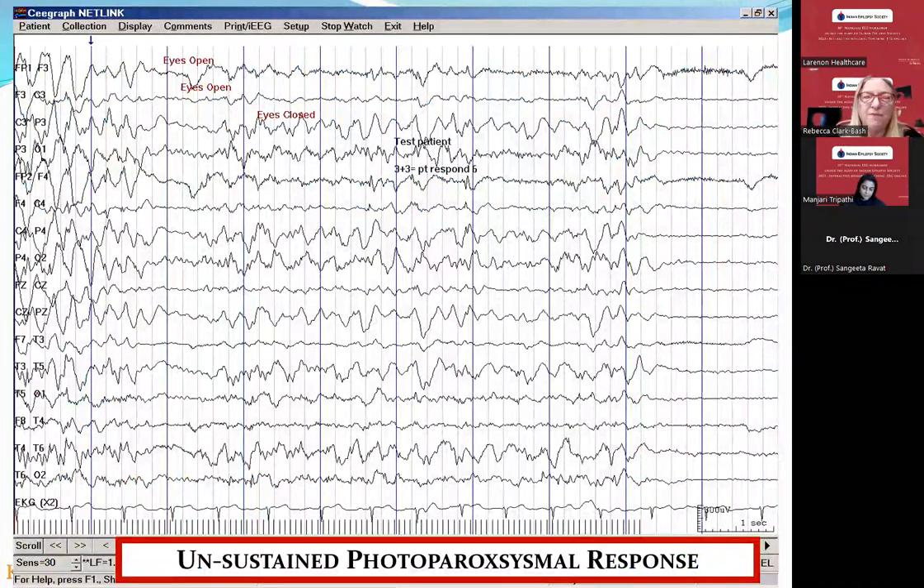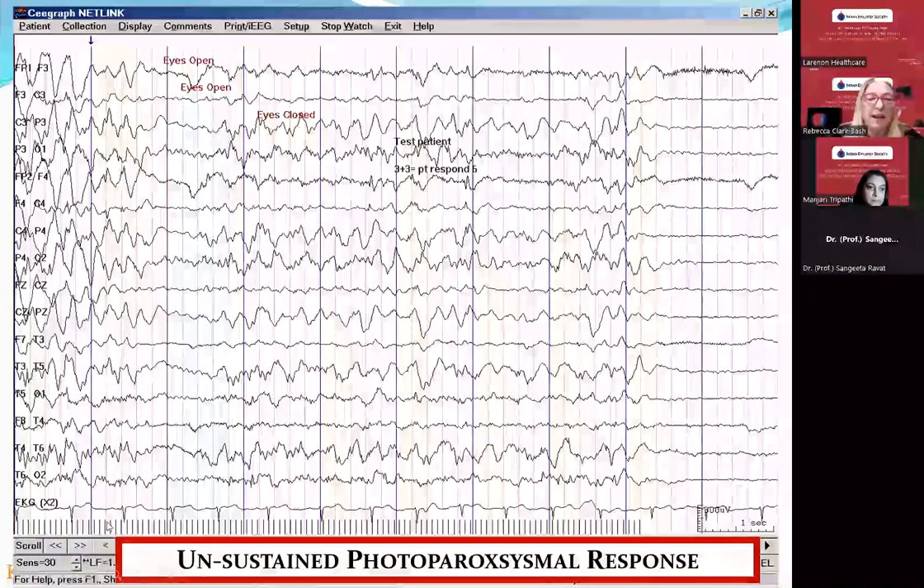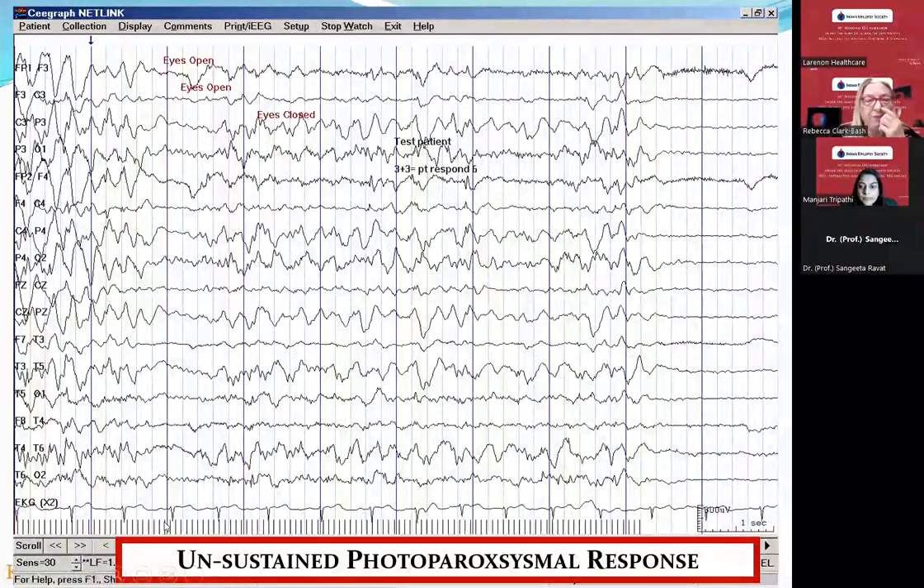Okay, so the first thing I want you to know about this example is this is not an EEG I collected. Everything I've shown you so far, I personally collected those EEGs. This is a sample I got from a friend of mine. First of all, we're 10 seconds across the screen. We're left over right double banana, and they are in the middle of doing a faster frequency photic stim.